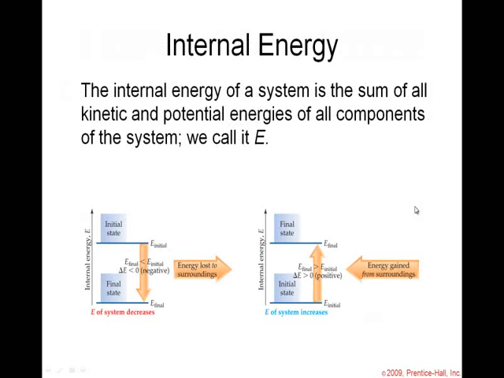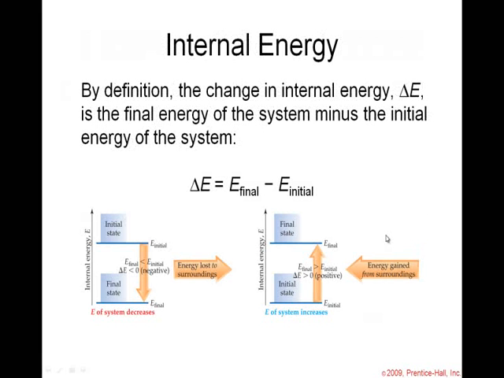So the internal energy of a system is the sum of all the kinetic and potential energies, and we call it E. It's hard to measure; you really can't measure the energy of anything. There's no energy-ometer, but you can determine the difference in energy, what happens to energy, by looking at the difference between initial and final energy.